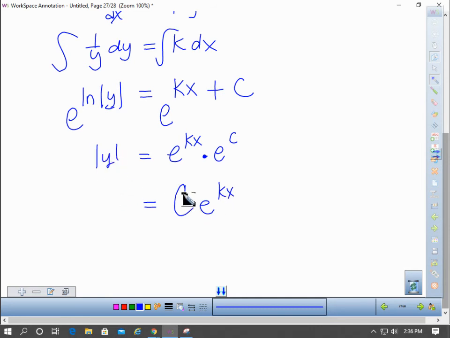And then over here, I can take the bars off because this constant now will absorb or take on any positive or negative values. So this is the equation I get.